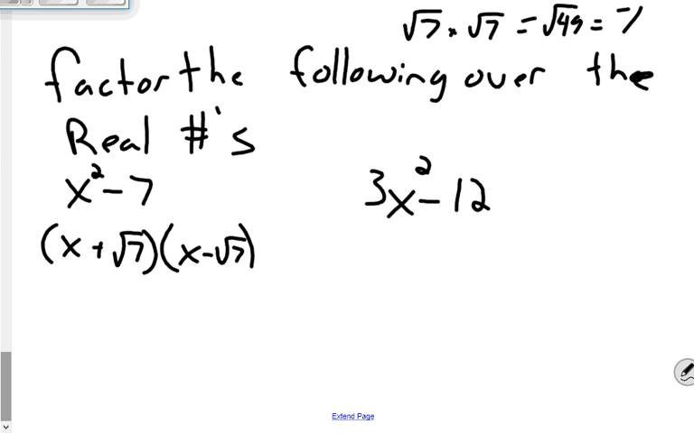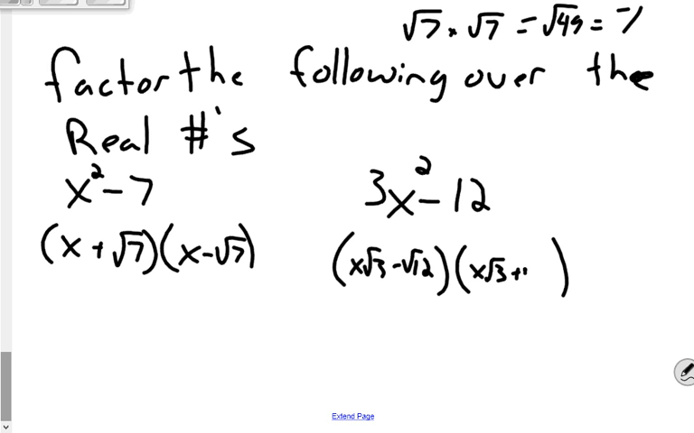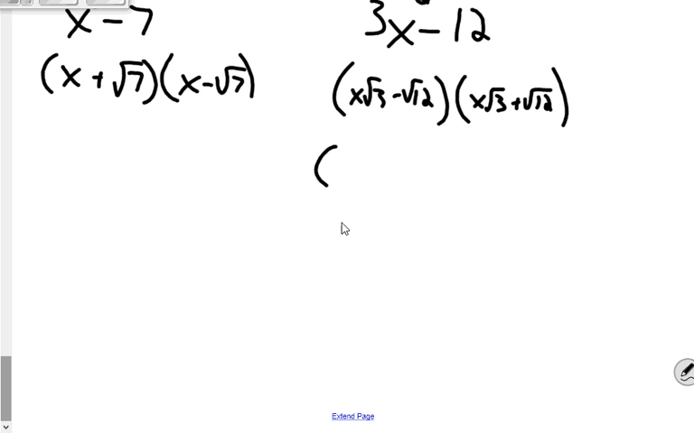Okay, so for this one here, okay, x squared is still x, right? I don't know the square root of 3. So it's x root 3. Plus root 12. Now, I can simplify root 12 actually. 12 is 4 times 3, right? Square root of 4 is 2.